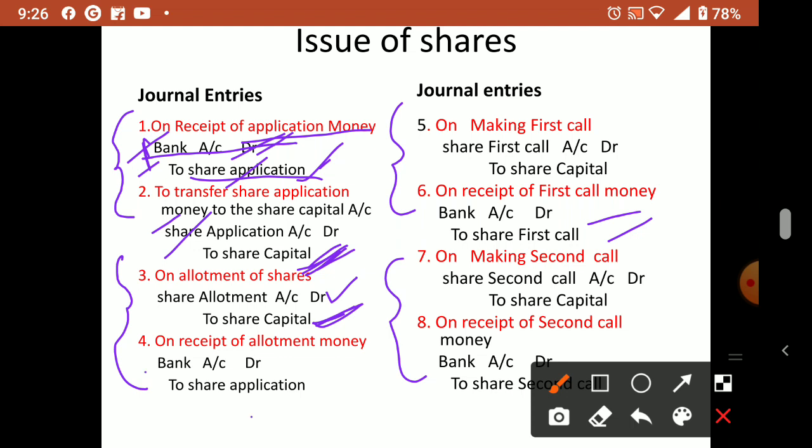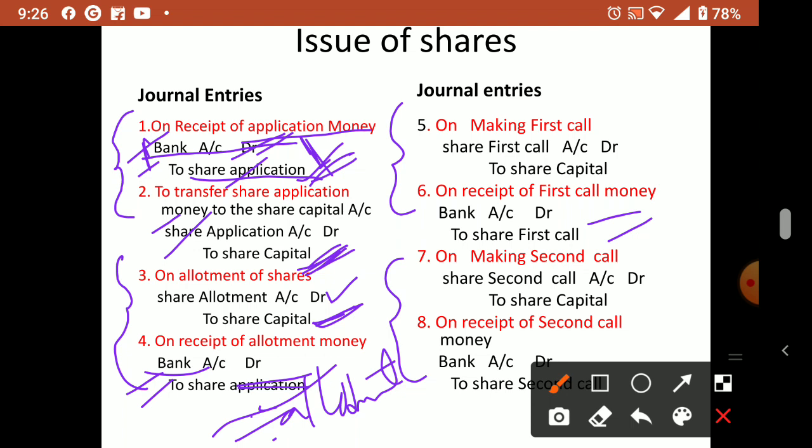Bank account debtor to share allotment, not application, it is allotment. So: Bank account debtor to share allotment. Here you see we wrote bank account debtor to share application; here we are writing bank account debtor to share allotment. These are the same, only in the application place you have to write allotment.